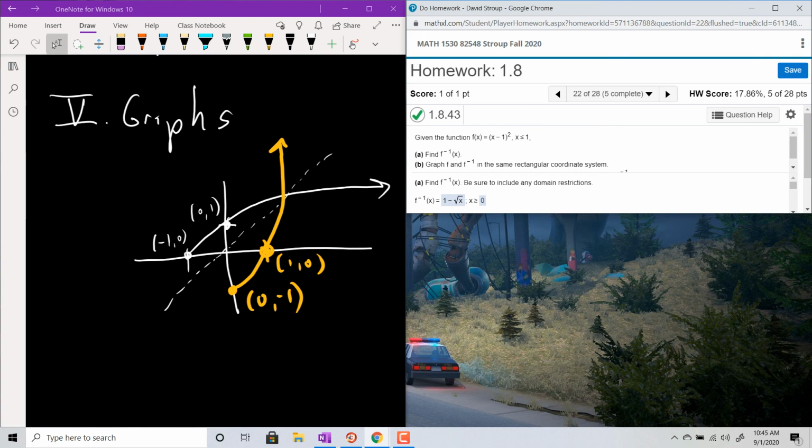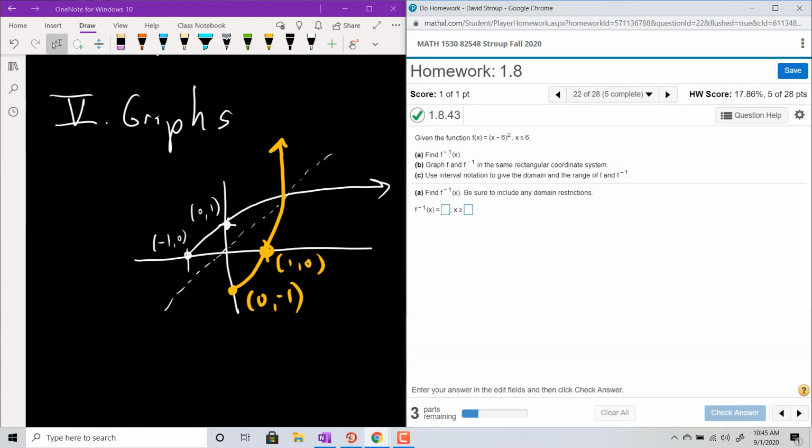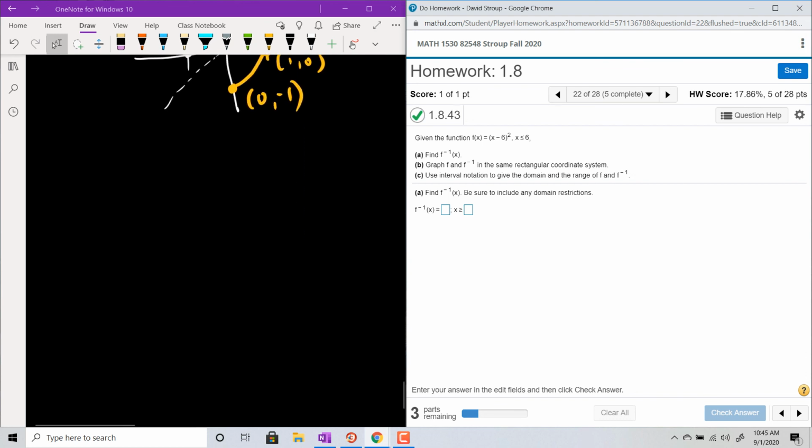So I should have one queued up here for us. Let's look at a similar one. Right. So we're given the function f of x equals (x minus 6) squared. And they're telling us they want x less than or equal to 6.